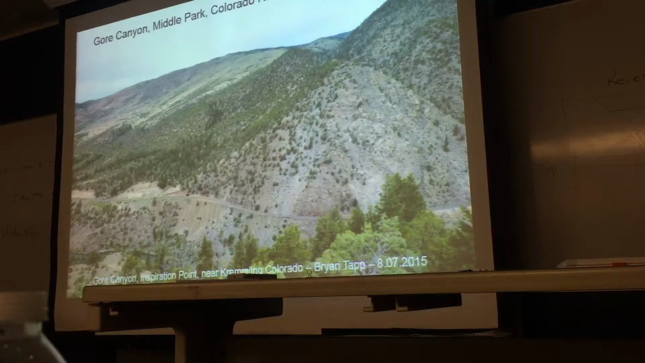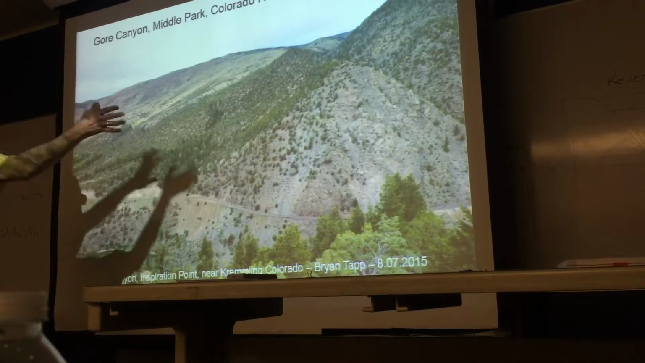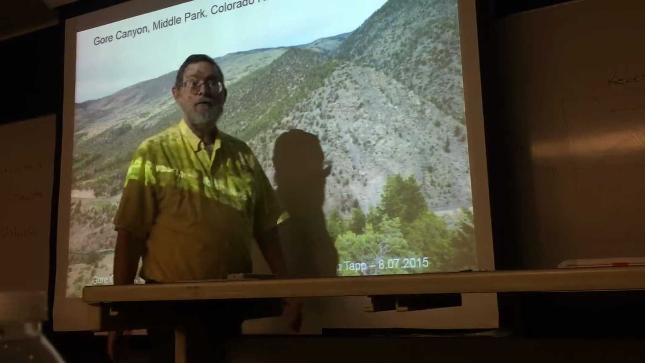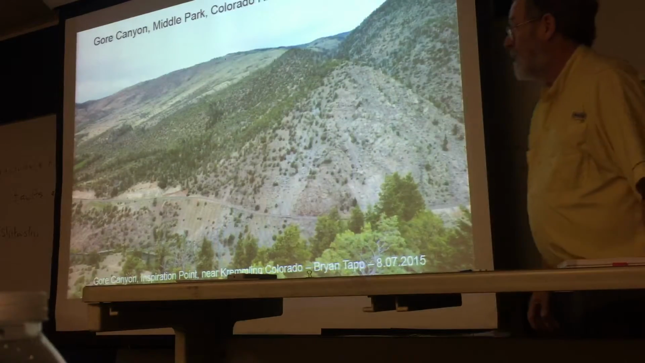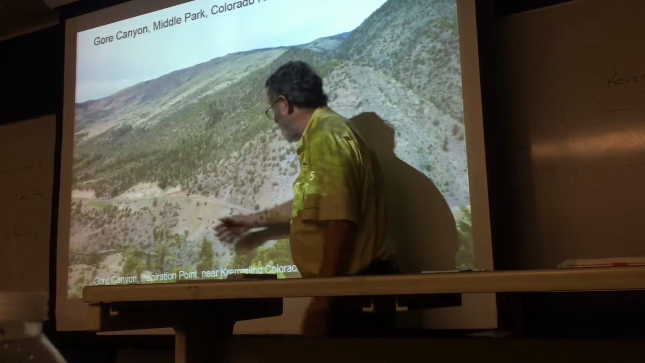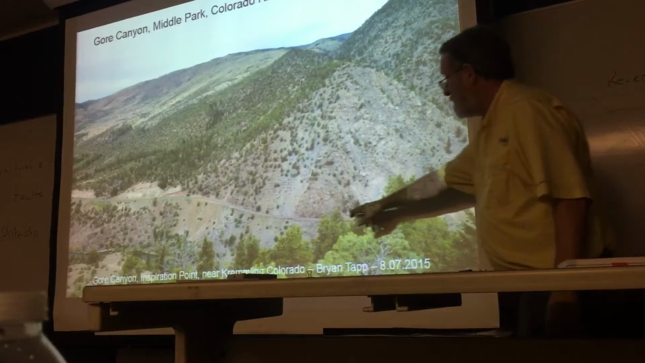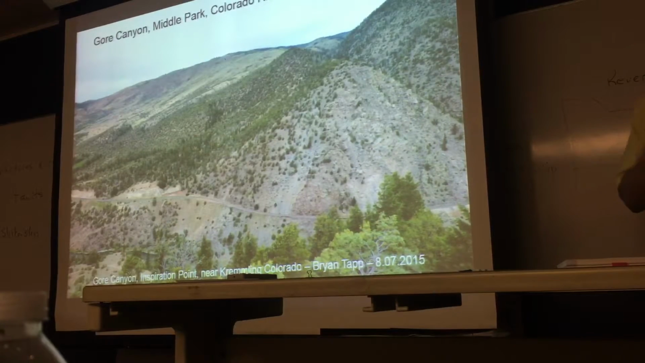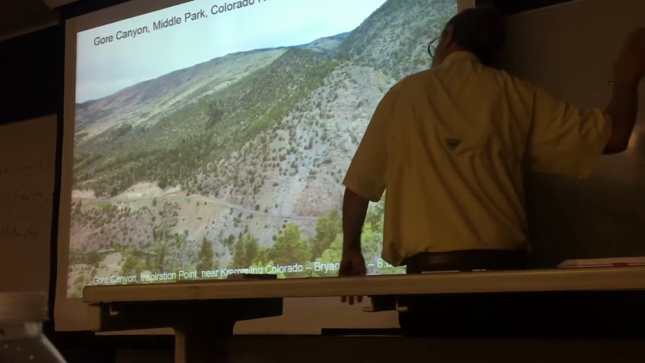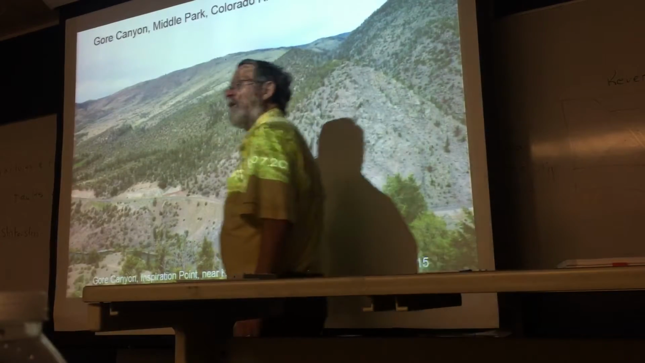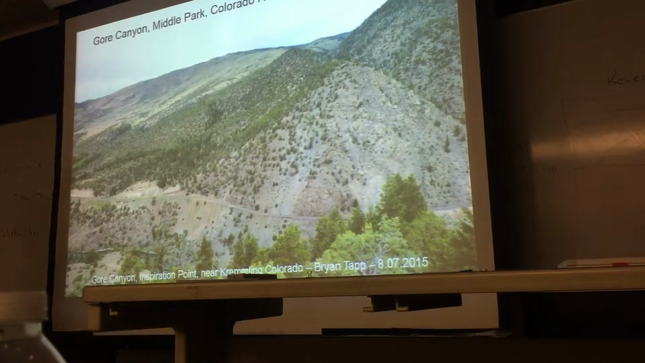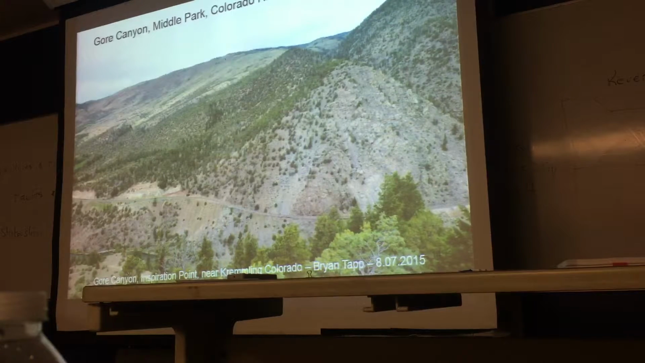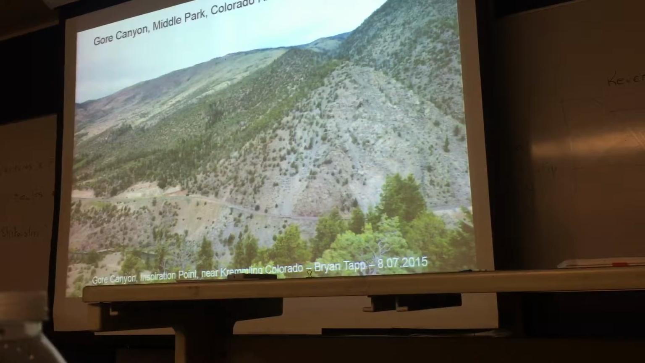This one is interesting. This area off to our left is Middle Park, Colorado. We're looking at the Gore Canyon entrance here. One of the major railroads cuts through here. This is at what is called Inspiration Point in Gore Canyon. The town of Kremmling is off behind us and to our right slightly. Do you see a fault here? Does anyone want to point to a fault? Is it the one on the far right? Show us.